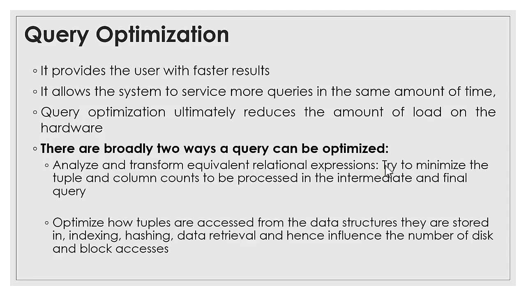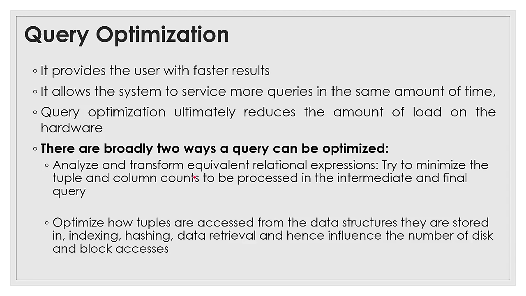In the second way, we are going to mainly focus on this type of query optimization. This is called the cost-based query optimization. Now, in the second type of query optimization, it optimizes how the tuples are accessed from the data structure where they are stored, by using indexing, by using hashing, by using efficient data retrieval techniques, and by using efficient data structures to store the indexing or the data like B tree or B plus tree.